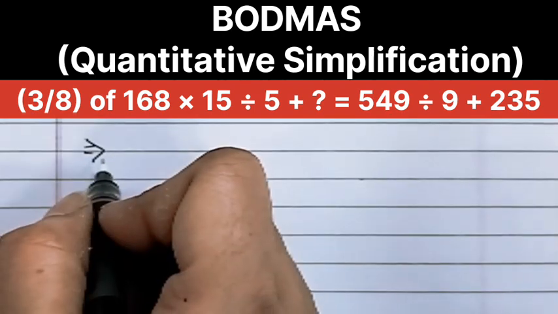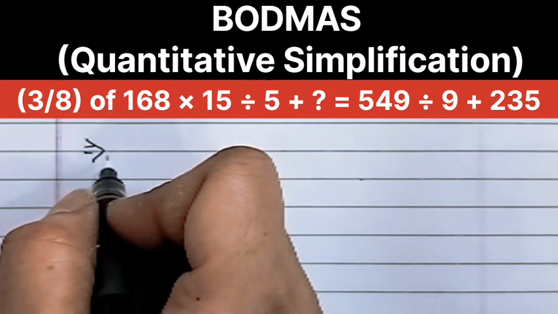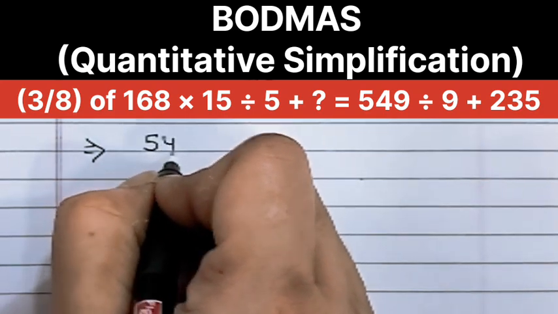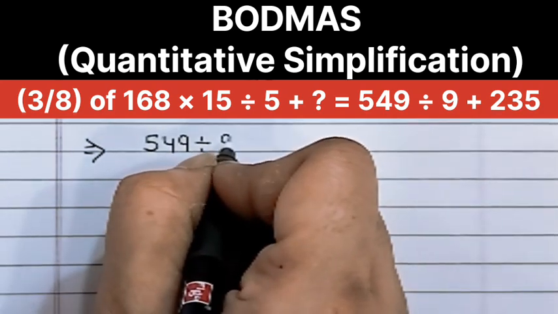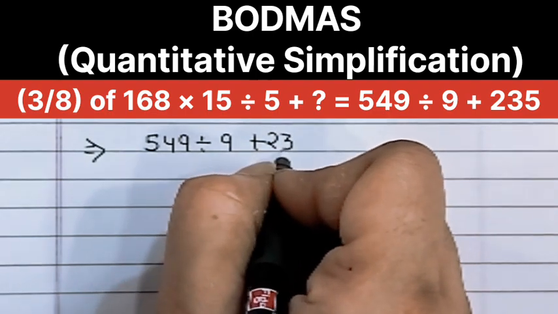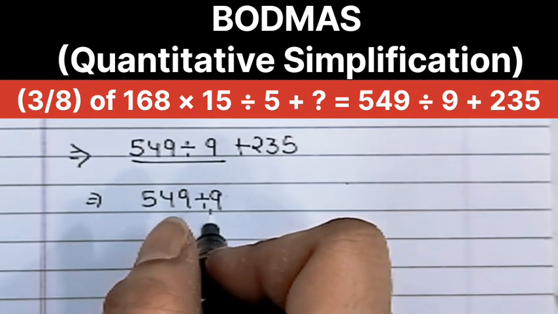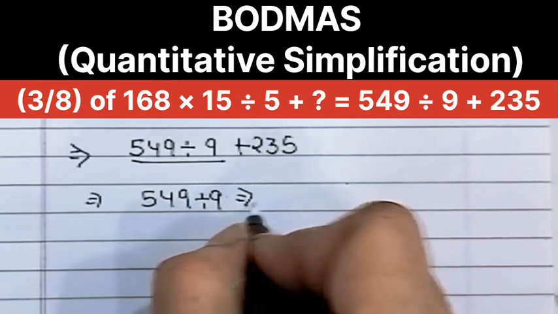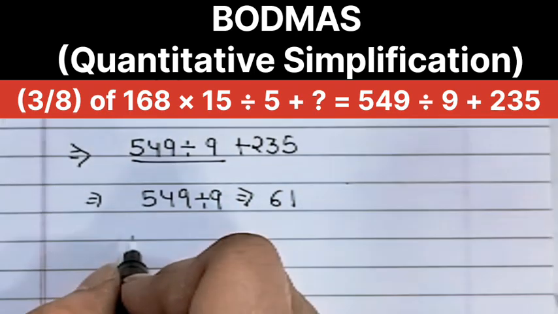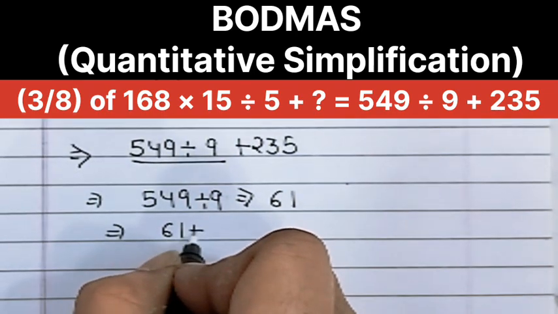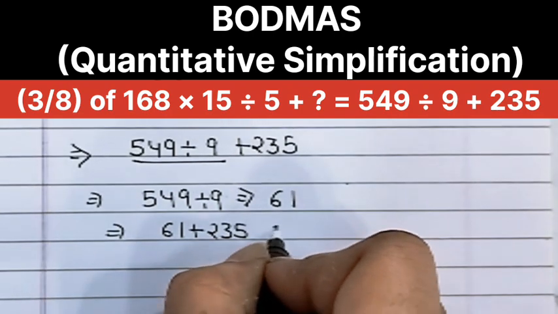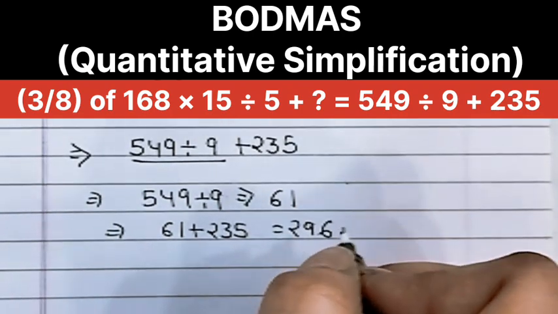Second step, right hand side part. Simplify the expression: 549 divided by 9 plus 235. Now simplify the division part. Divided by 9, you will get simply 61. After adding it, 61 plus 235, you will get 296. So find the value for x.